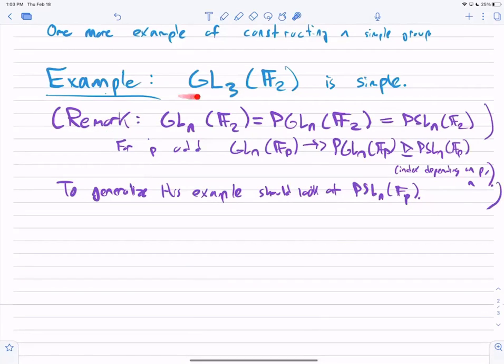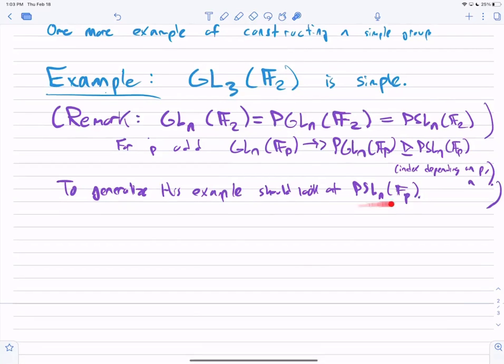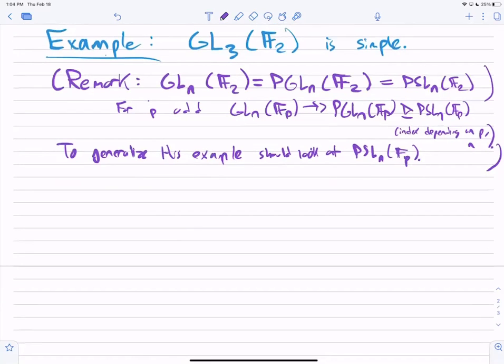I haven't said anything yet about how we show that GL3 F2 is simple, but I wanted to point out that if you want to generalize this statement and put this into a family of simple groups, the right thing to do would be to look at the projective special linear group. So this is matrices of determinant 1 modulo the scalar matrices of determinant 1. Okay. Good. So that's one thing.